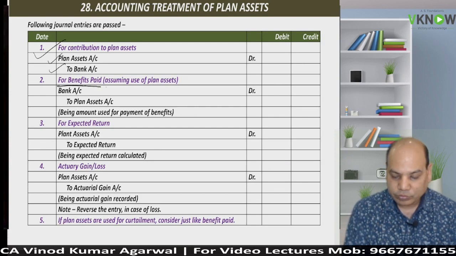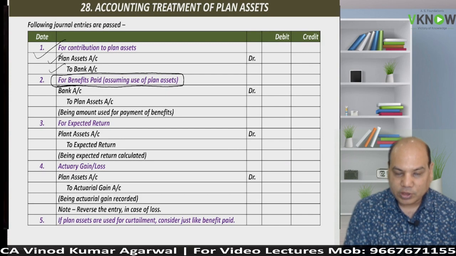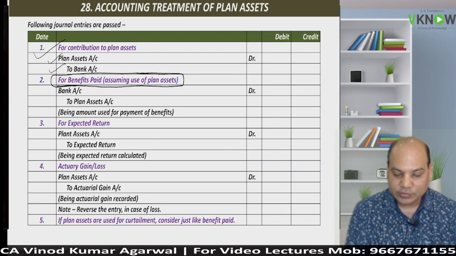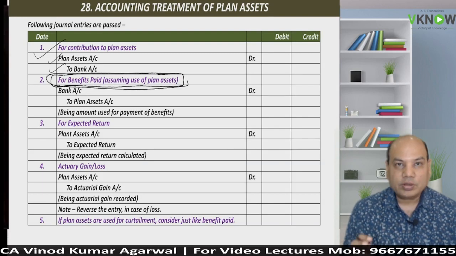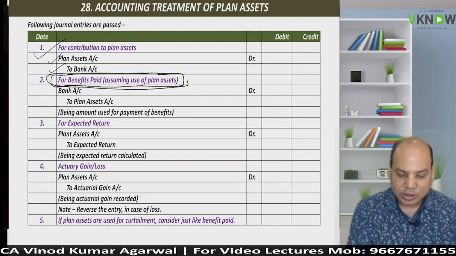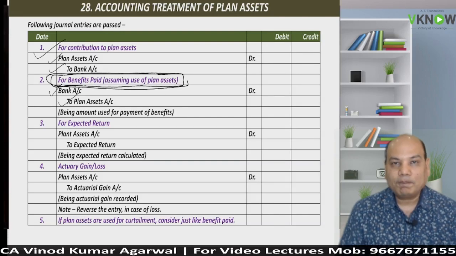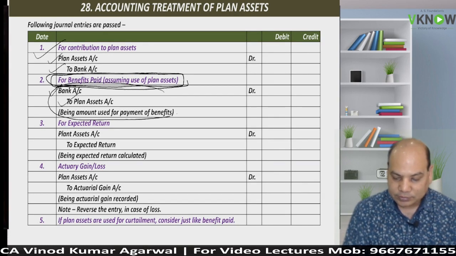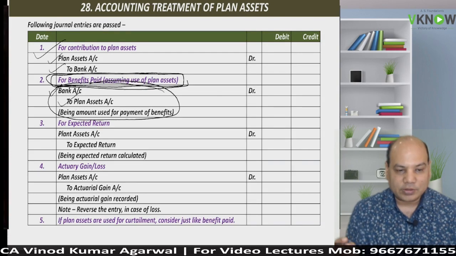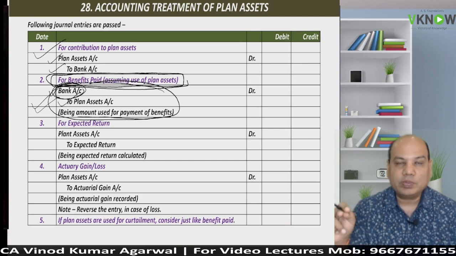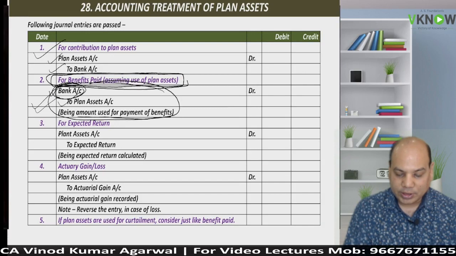And whenever benefits are paid to employees, when he retires or after retirement, we will assume that plan asset will be used to settle the liability. Bank account debit to plan asset. That is, you are going to first sell the plan asset. What is the entry? The entry is that you have sold the plan asset, you have raised the money, and that fund will be used to pay the liability.